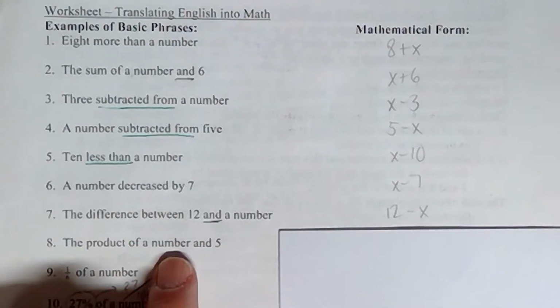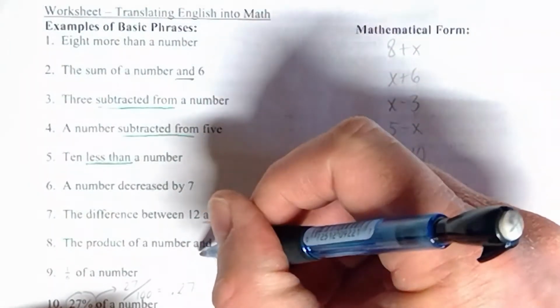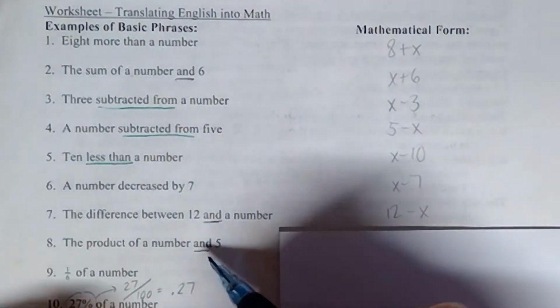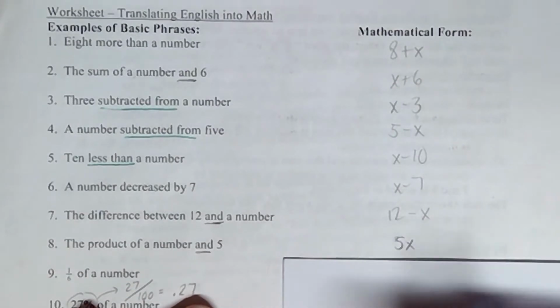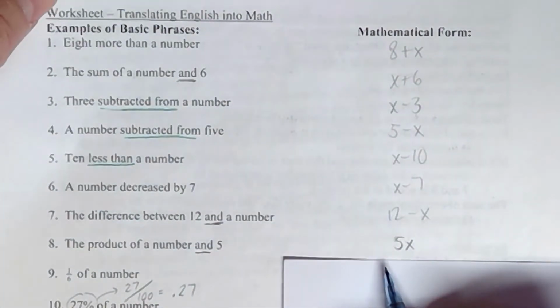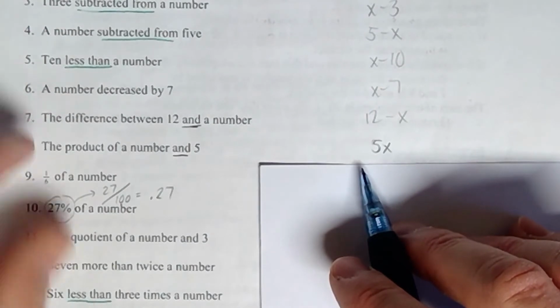The product of a number and 5, that is x, and then that's where the multiplication symbol goes. So it's going to be x times 5. All right, but we know that that's the same thing as 5x, as we talked about earlier.